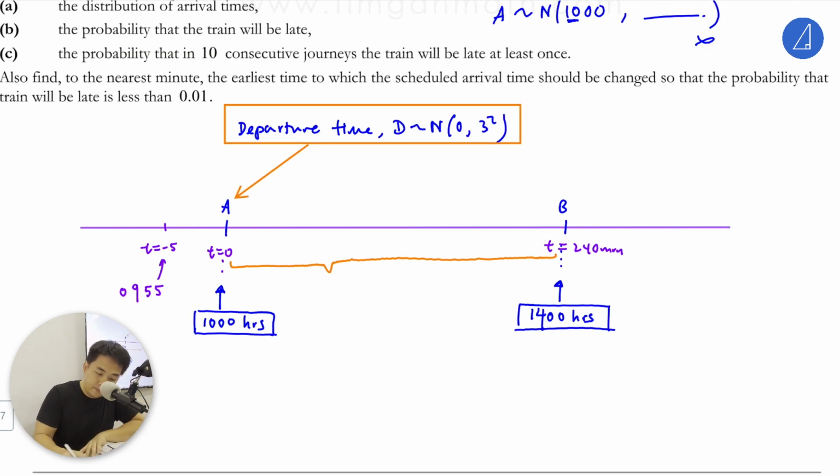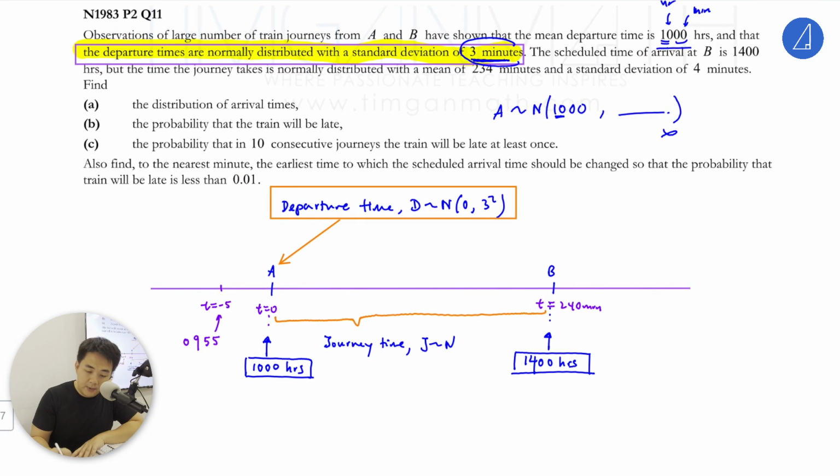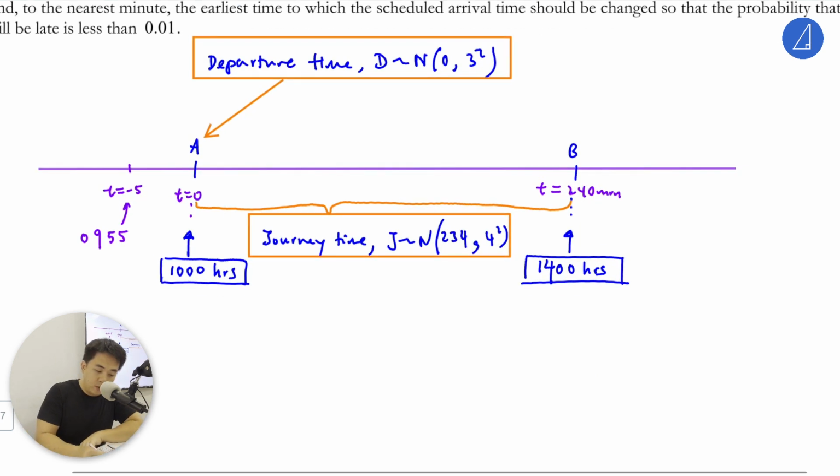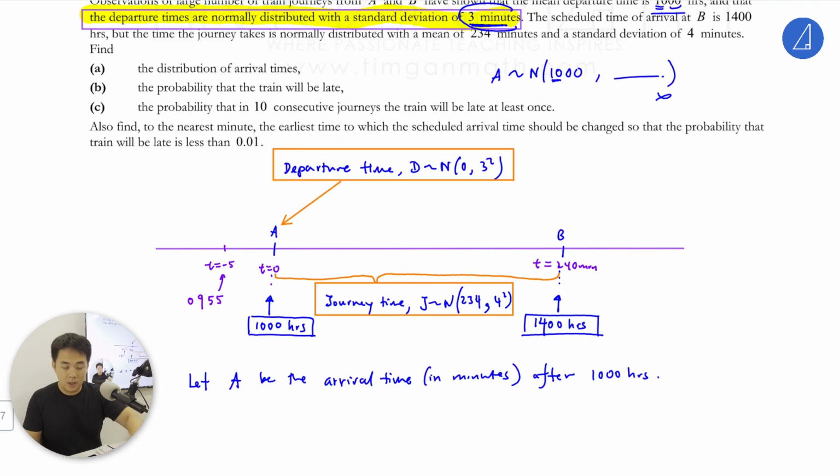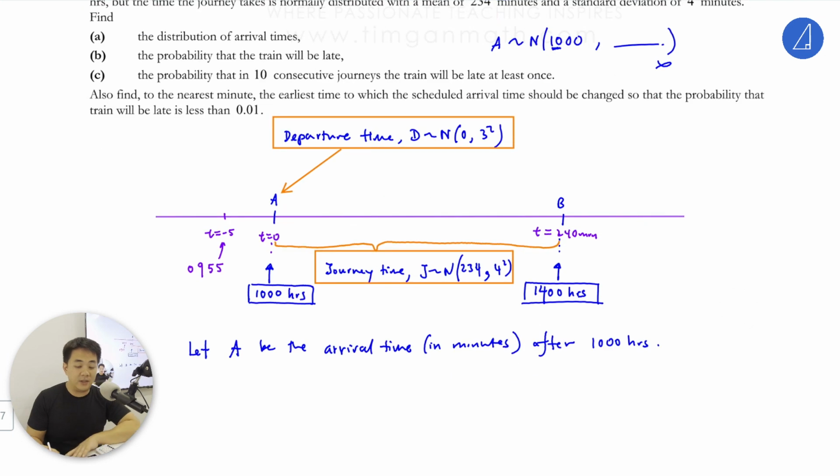Journey time is quite straightforward. Journey time, in minutes also. On average you will take 234 minutes to travel, with a standard deviation of 4, so variance 4 squared. Hence the distribution of arrival time will be what? Let A be the arrival time in minutes after 10 a.m. Then A is basically the departure time plus the journey time. Is that okay?